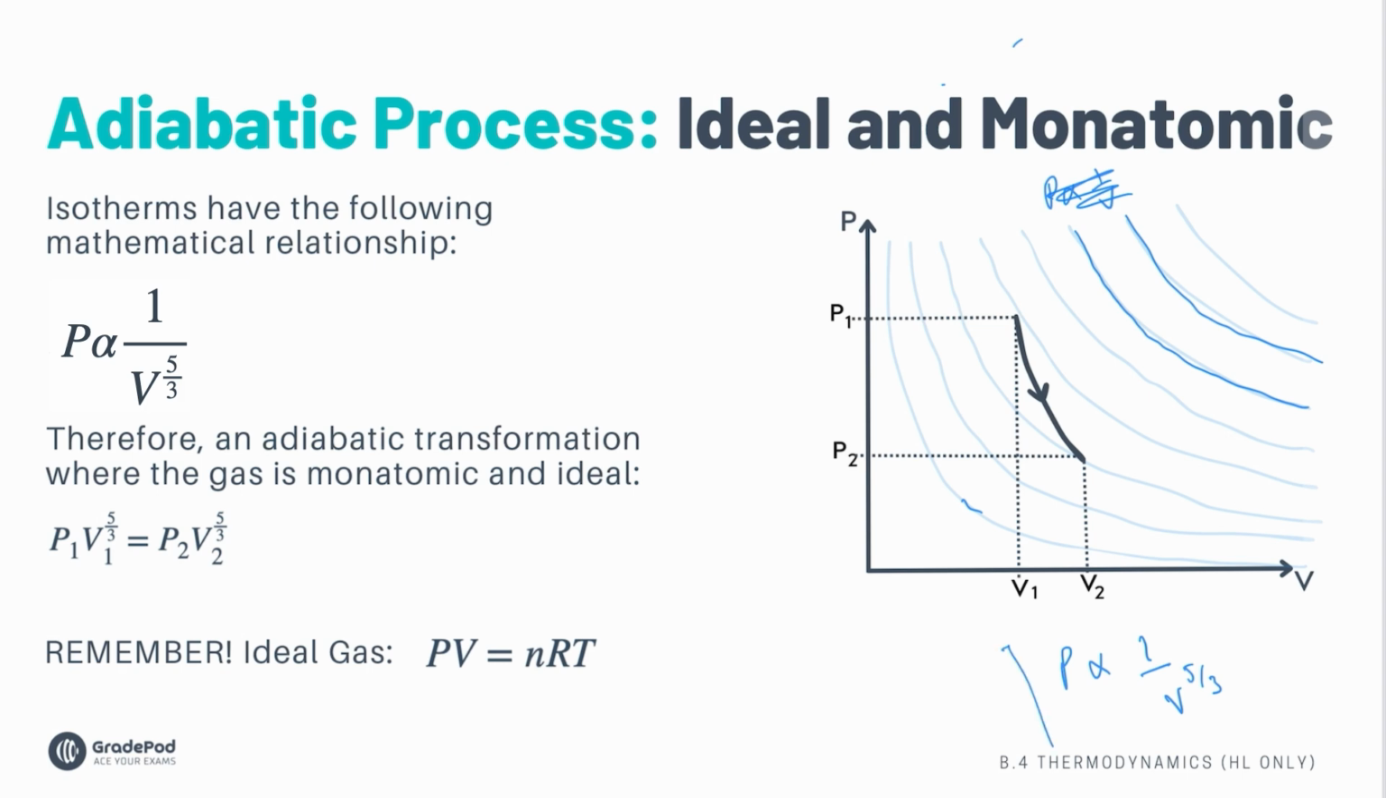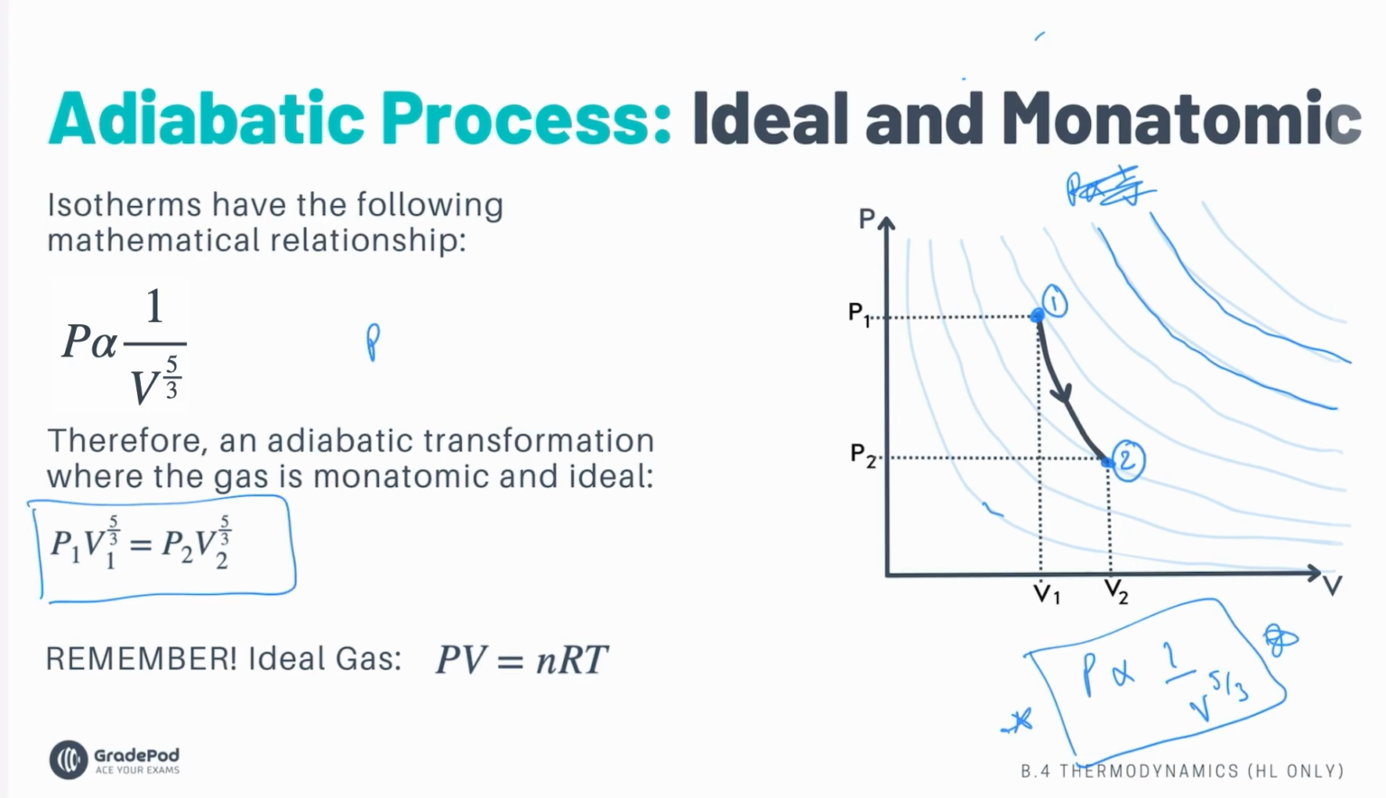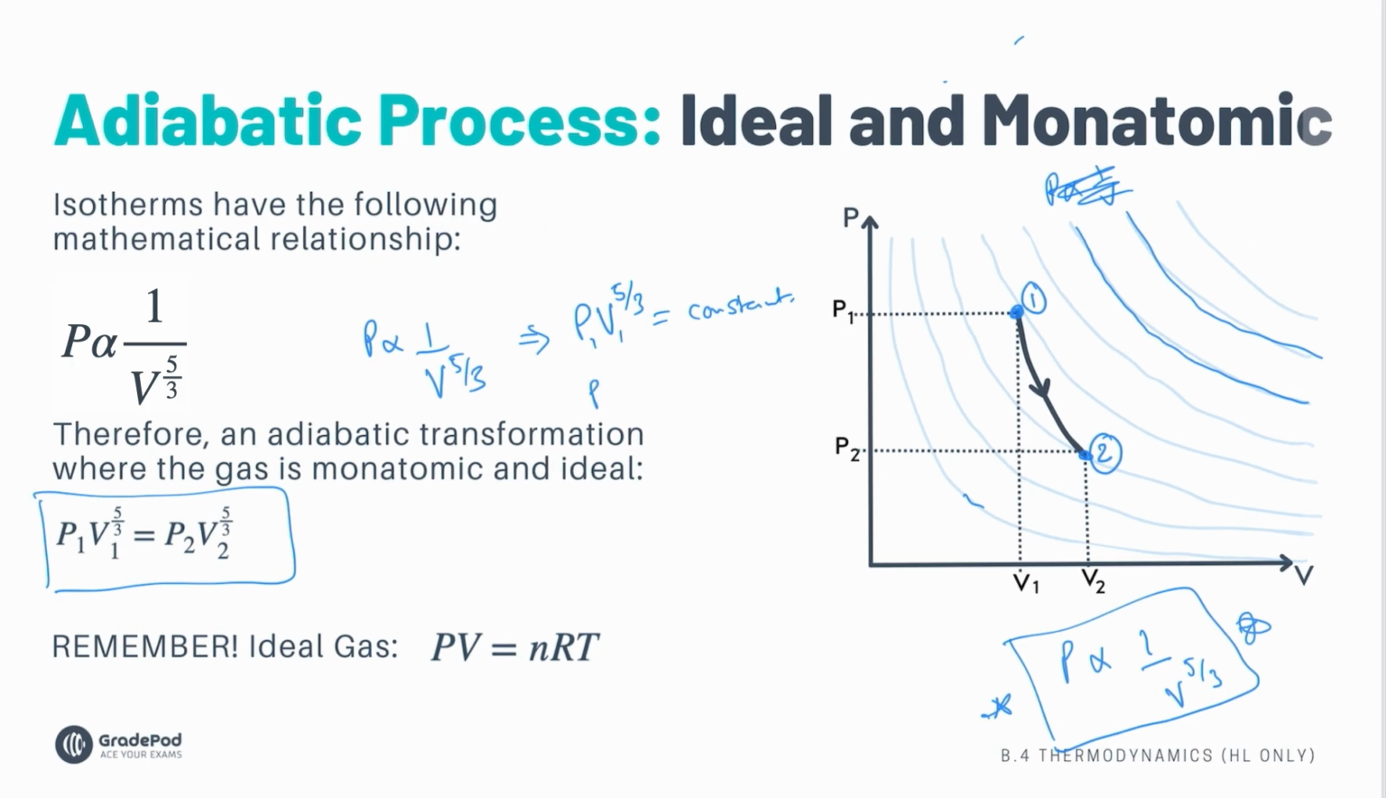And by knowing this relationship, we can come up with an equation that allows us to calculate pressure and volume values between two states of gas. Because if we know that pressure is inversely proportional to V to the power 5 over 3, that means that P times volume to the power 5 over 3 is equal to a constant. Now, if it's equal to a constant in the first state, P₁V₁^(5/3), and in the second state, P₂V₂^(5/3), it is equal to the same constant. And if they're equal to the same constant, we're able to get this expression up and running.